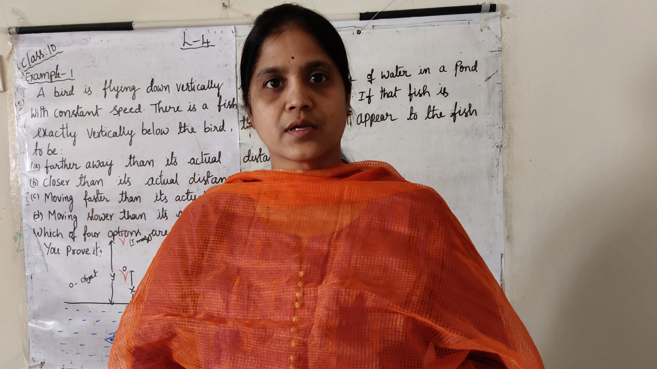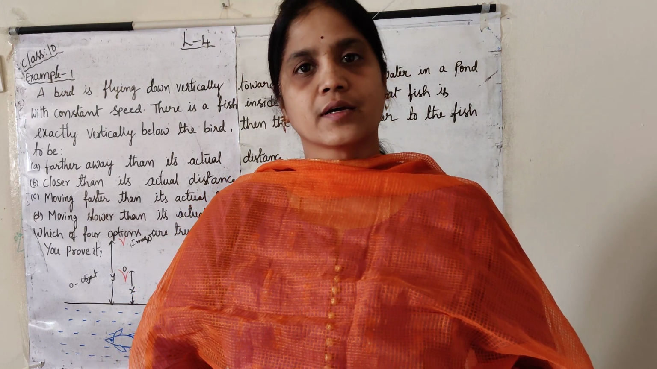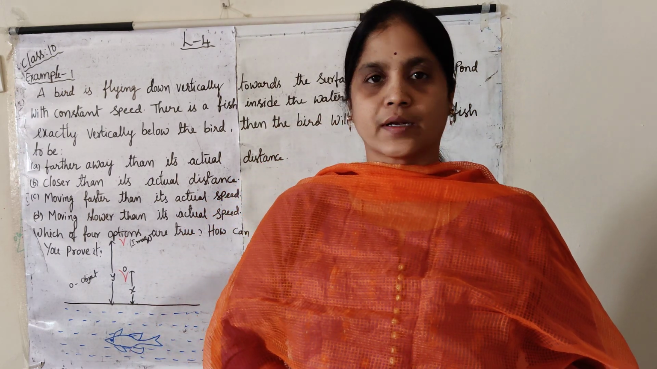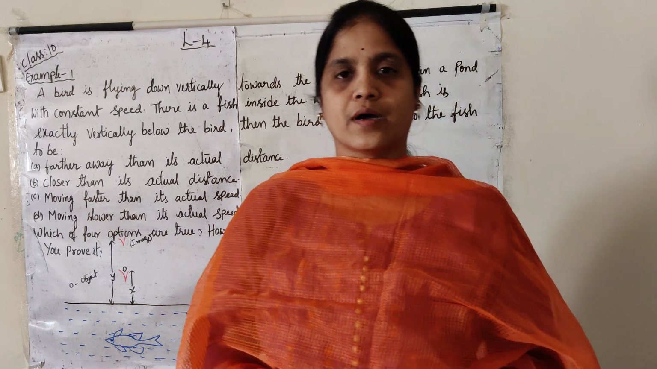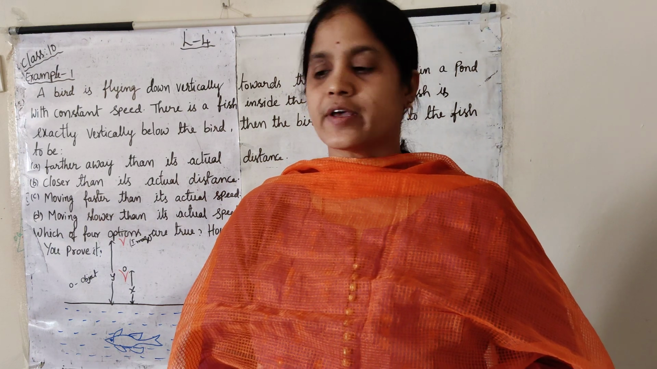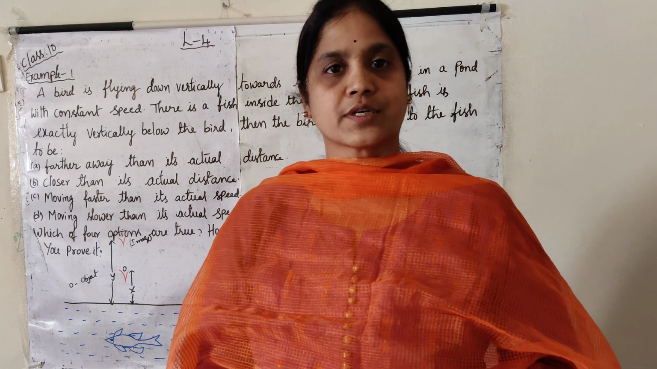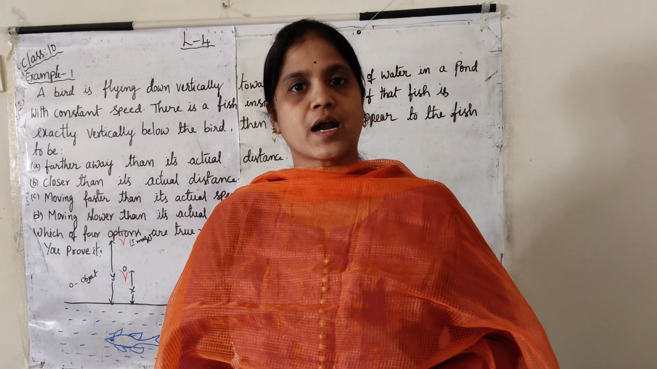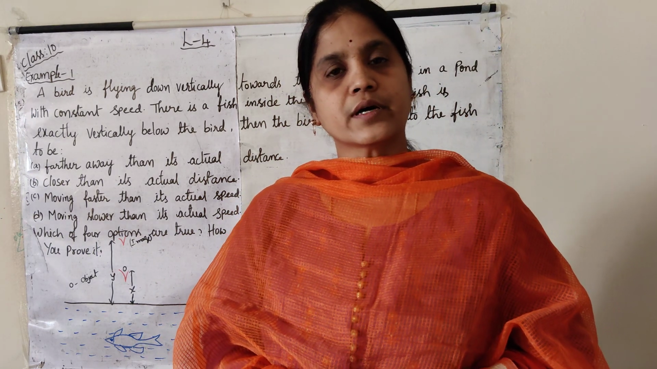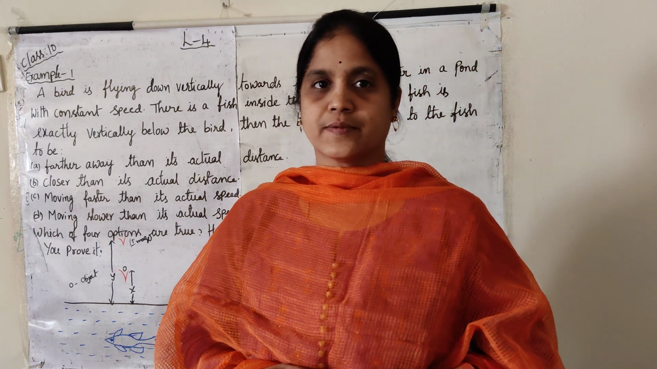Good morning, students. We completed lesson 4, that is the refraction of light at curved surfaces. In that lesson, I completed the theoretical part, the explanation part, and example sums are given in the textbook. 5 example sums are given. So in this video, I'll start to explain those example problems. I'll start with the first example. All these problems are based on the refraction of light at curved surfaces.